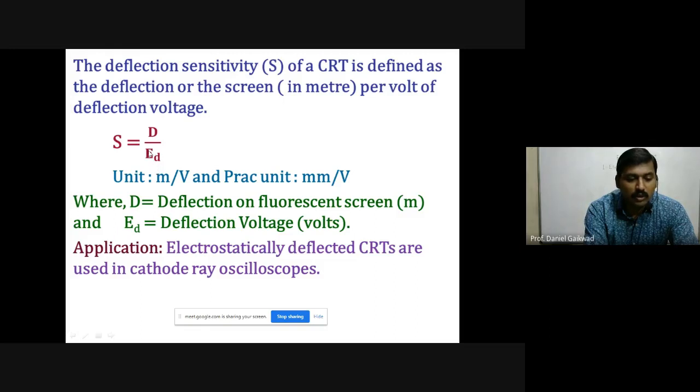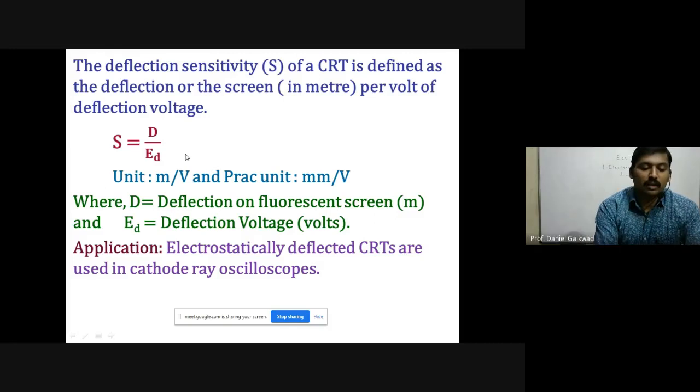Here ED is the potential between the plates. The unit is meter per volt, and the practical unit, in case of a CRO, is mm per volt. This is the unit of deflection sensitivity, where D is the deflection of the fluorescent screen spot in meters, and ED is the deflection voltage in volts. Now, electrostatically deflected CRTs are used in the cathode ray oscilloscope, in short CRO. We use this technique of electrostatic deflection.